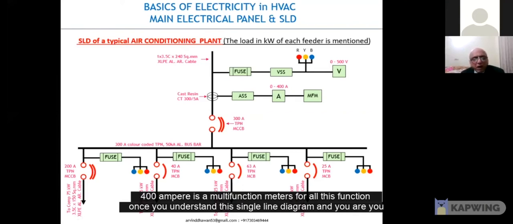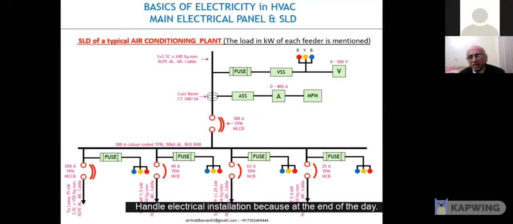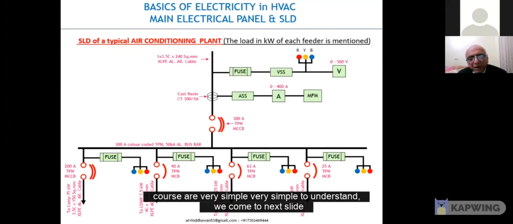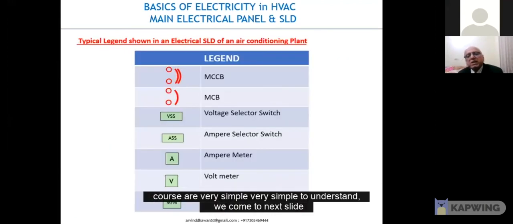So once you understand this single line diagram, then you are a master. You can handle the electrical installation, because at the end of the day, it's all about money matters. If you can't undertake the measurements, you can't certify bills, then you're unable to perform the work of an electrical engineer. Other things, of course, are very simple to understand. It's not a big deal. So we come to the next slide.